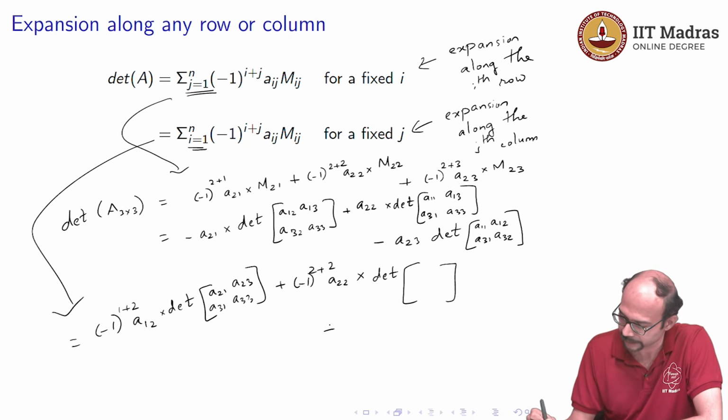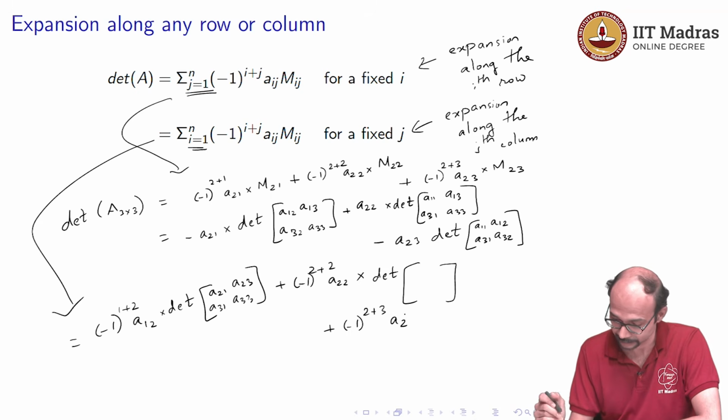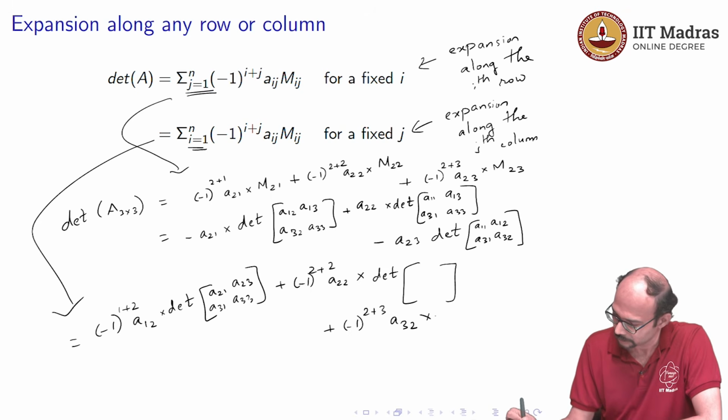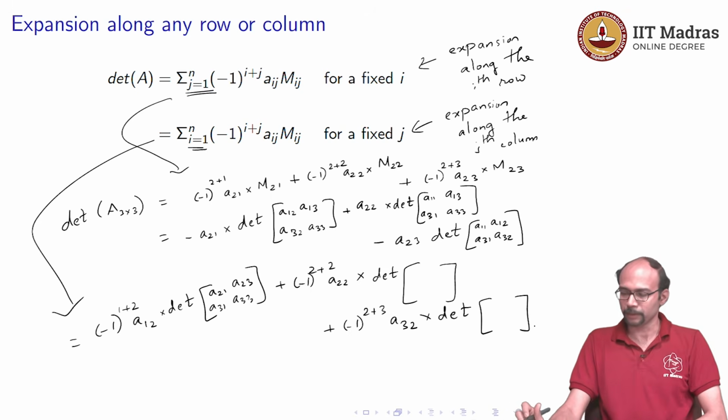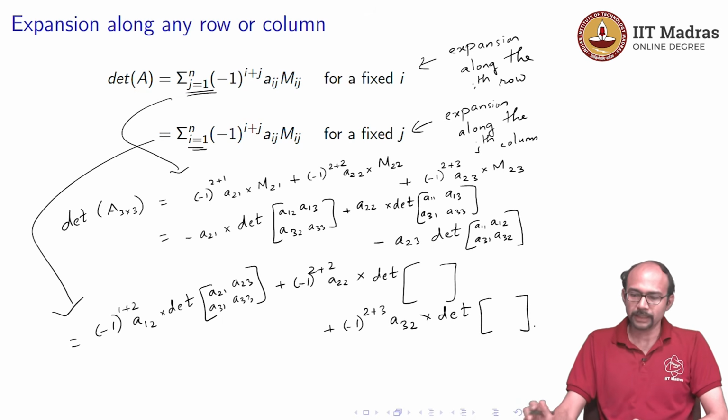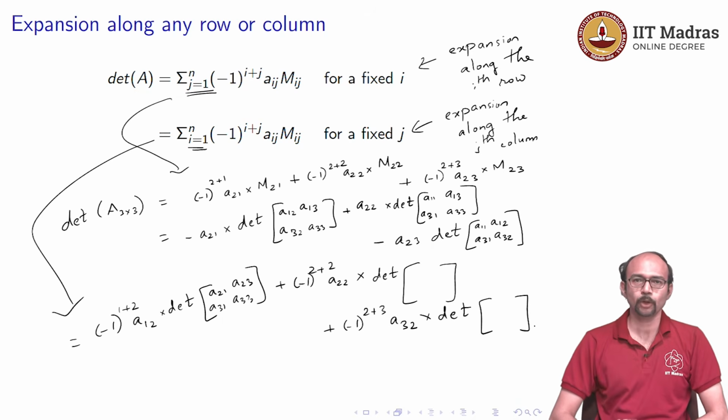I'll encourage you to write this down. That's minus 1 to the power 2 plus 3. Sorry, this was what? The second column. So my bad, this is a32 times the determinant of the corresponding matrix you obtain, namely, so that's the minor. Okay, so this is what we mean by expansion along any row or column, and it's a fact that the determinant can be computed in any of these ways, and it remains the same.